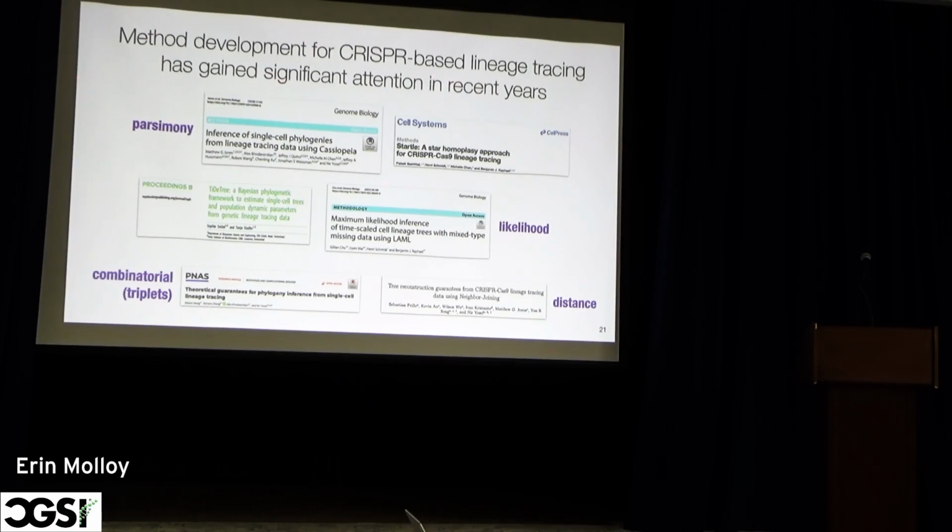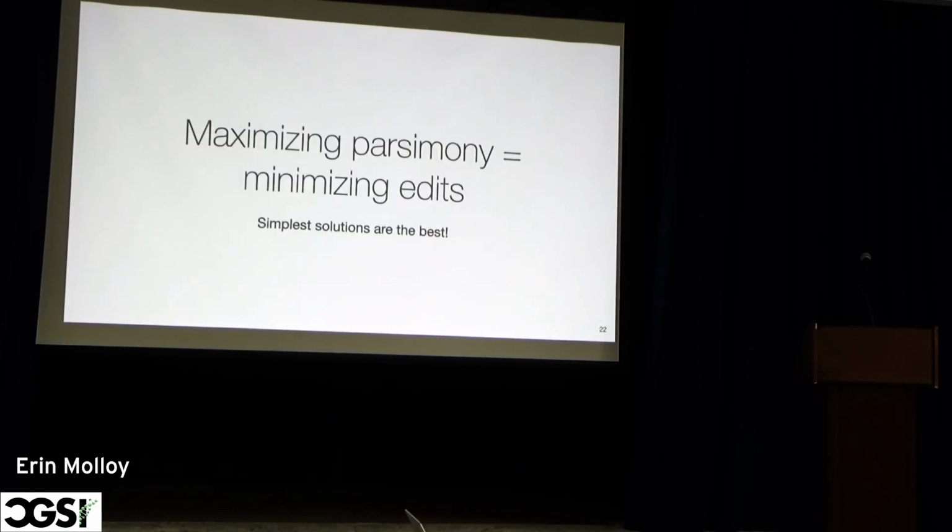There's many methods of this form. There's also likelihood and model-based methods, both Bayesian and maximum likelihood. There's combinatorial methods based on triplets and distance-based methods. And so any kind of method for phylogenetics, you can see being applied in this context in recent years. Okay, but today what we're going to be focusing on is parsimony.